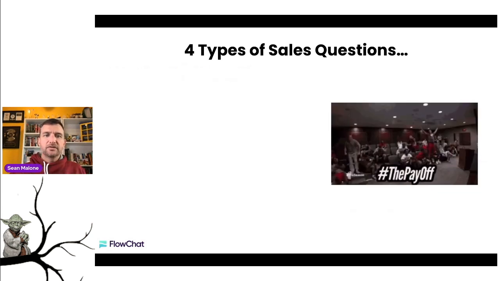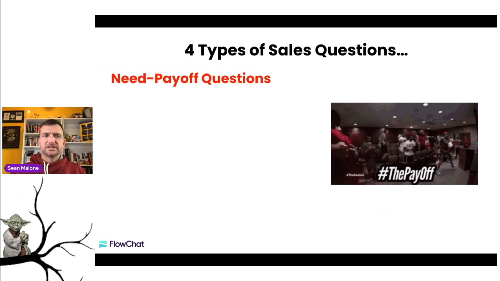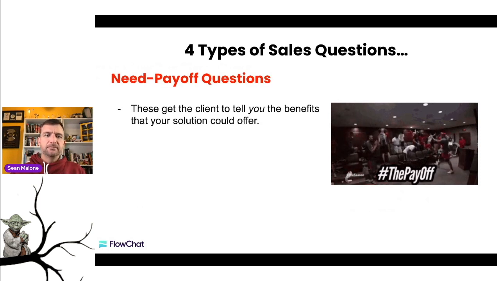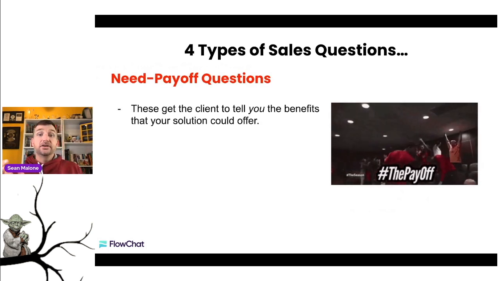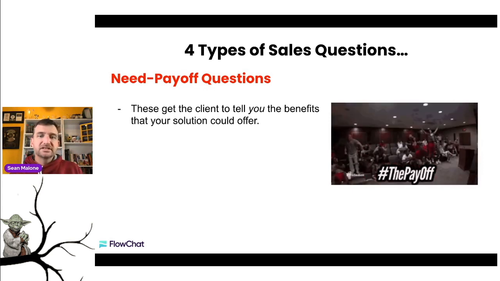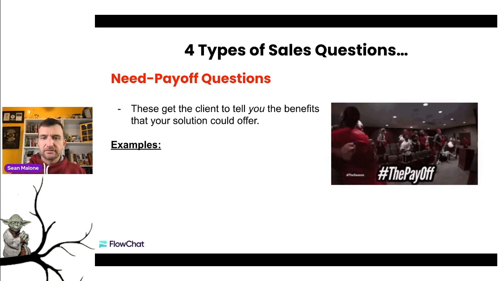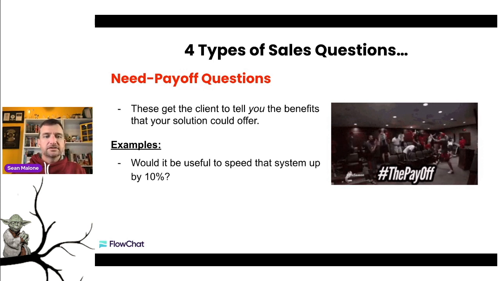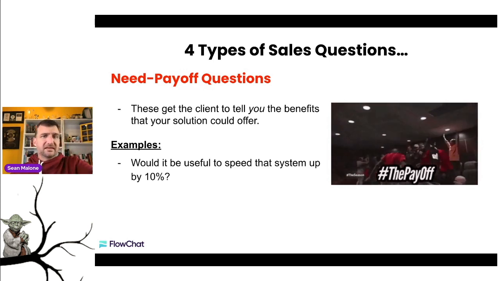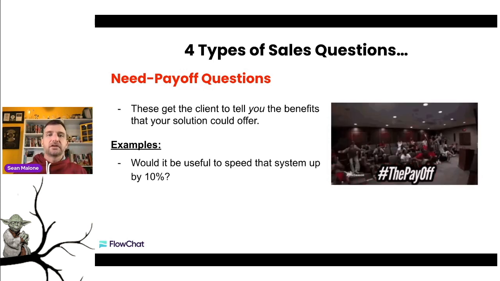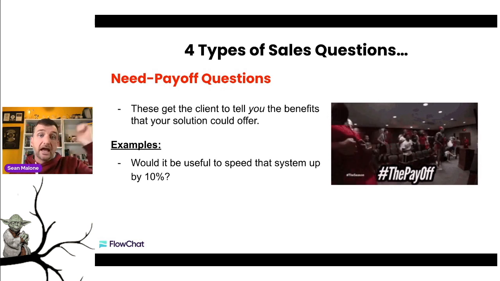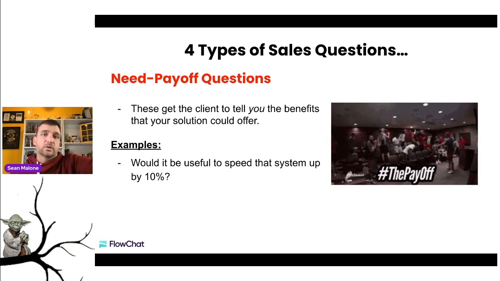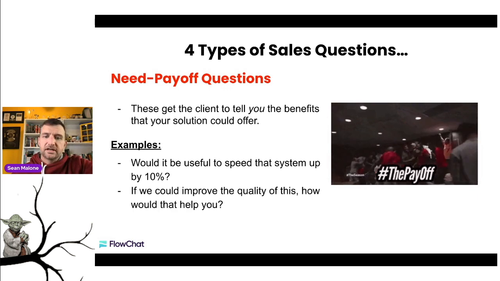And then the last type of questioning is the payoff type questions, the need payoff questions, right? And again, these get the client to tell you as the sales professional the benefits that your solution could offer. So here's a couple of examples and then we'll wrap this up. So first of all, hey, would it be useful to speed that thing up by like 10%? What would that even mean for you, right? If you fix the problem, again, if I wave my magic wand and we fix this, what does it look like in the future? Another great question you can ask, the magic wand, right?